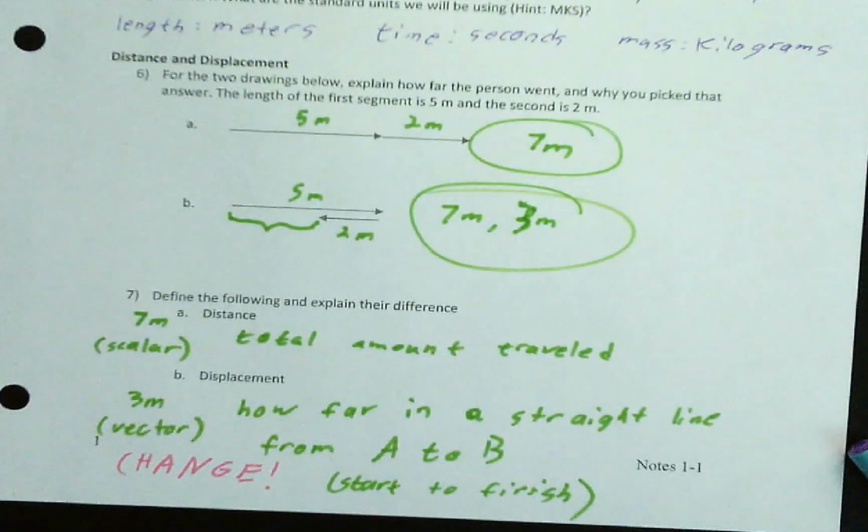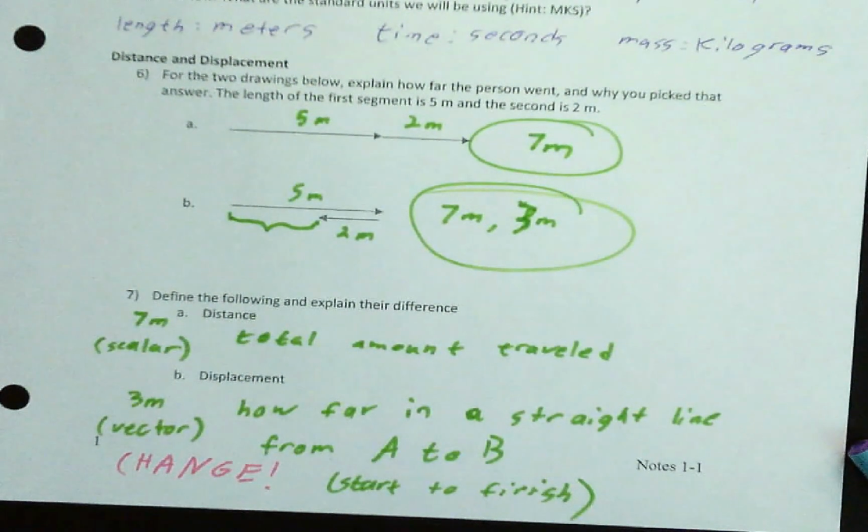Okay? For example, if I said I drove 120 miles, where did I end up? I mean, who knows? Could end up anywhere. If I said I drove 120 miles north, where did I end up? Well, probably somewhere in the Lake Michigan area. Okay? You can tell based off of the information I gave you. That would be a displacement, not a distance.